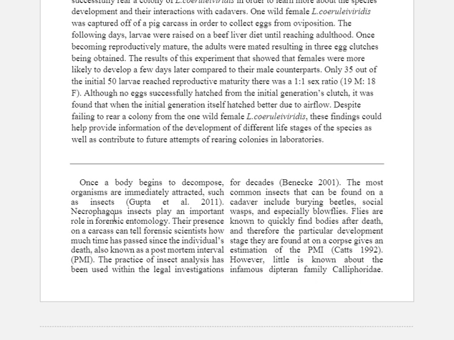"Organisms are immediately attracted, such as insects." Rephrase that, smooth it out a little bit. Everything that you say needs to be as punchy as possible. Just bam, here's the information.